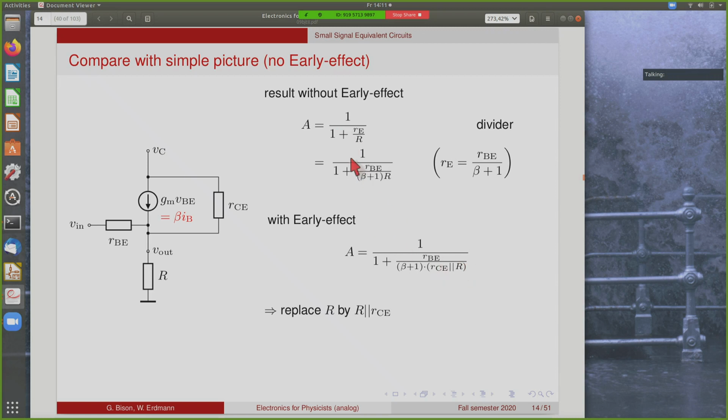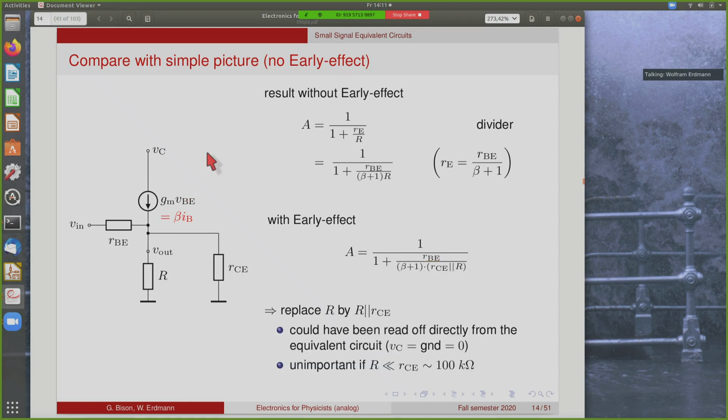If you compare the two, you see that we've replaced R by RCE parallel to R. At first sight, this may be surprising. Why are these parallel? Because they're not really parallel. But remember that we can take all points that are at constant potential to be at the same potential in a small signal analysis. So in this sense, we could have drawn RCE like this, and then it's obvious that the two are parallel.